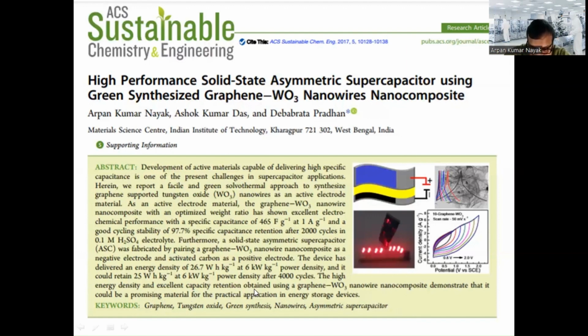retention obtained using a graphene W3 nanowire nanocomposite demonstrate that it could be a promising material for the practical application in energy storage devices. So we give a hint that this material can be used for practical application in future.